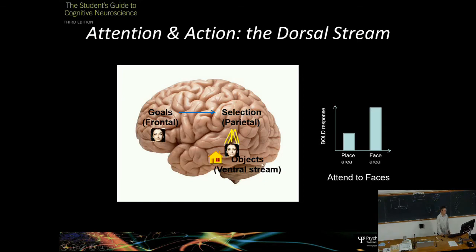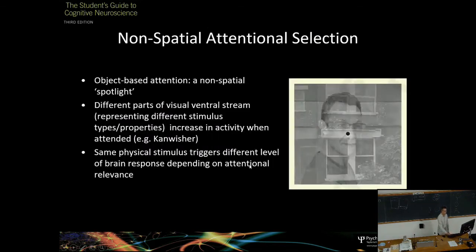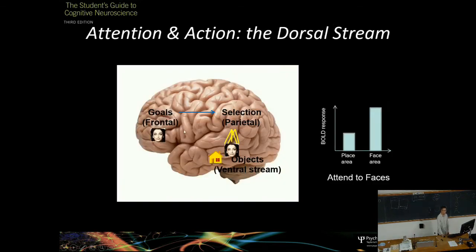But what happens is that if you ask somebody in this stimulus to concentrate on the face, the goal here is to concentrate on the face. And in effect, you've got this frontal to parietal to visual kind of network that you could imagine as shining a spotlight on the face area of the brain. And if you measure this in fMRI with your BOLD response, what you find is that parts of the brain that are specialized for faces, the activity goes up, and for places, it is relatively down.